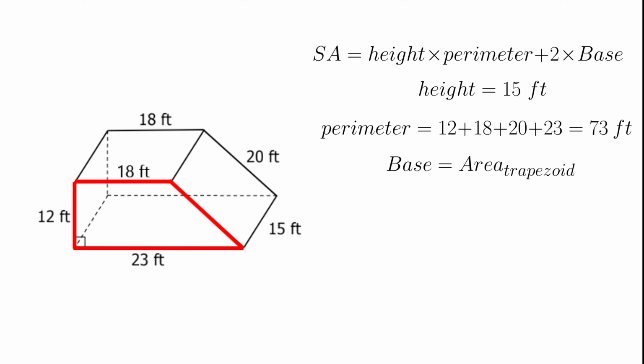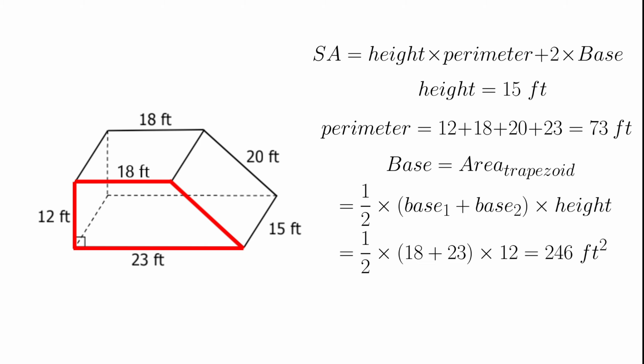So we find the area of these trapezoids. Then we take the area of the rectangle in the middle, which is the height times the perimeter, and then we add it to the area of the base to find our total surface area of 1587 feet squared.